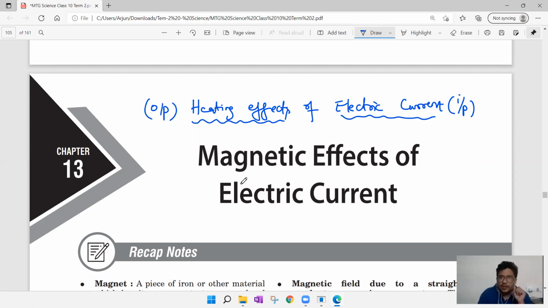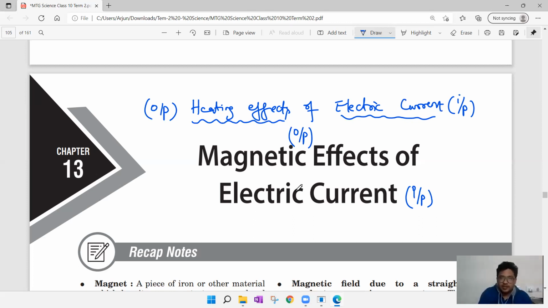Same concept will be applying here. You see, magnetic effects of electric current means magnetism can be produced by using electric current. So electric current will be acting as an input. By sending that electric current to certain devices and certain conductors, we can produce magnetic effect. So magnetic effect will be an output. That is a very simple concept of this chapter.